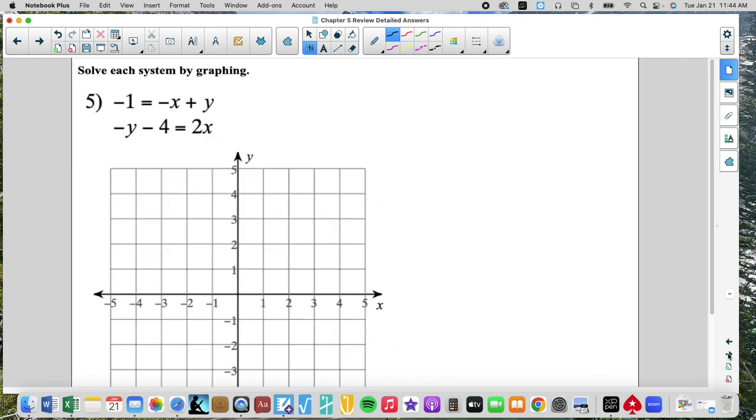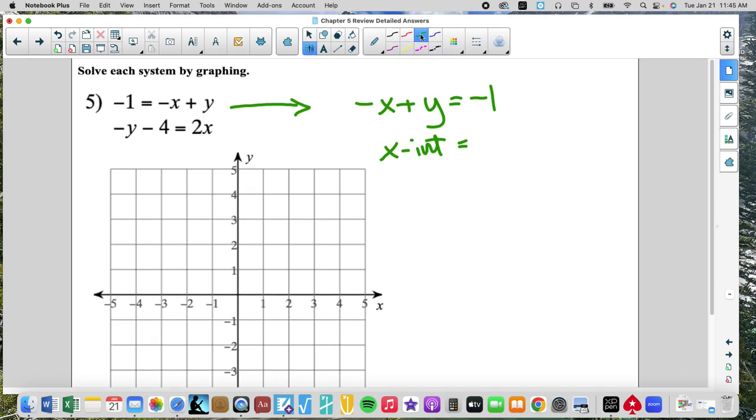Number 5, now, well, the first one is in standard form. You can rewrite it like that. We haven't changed anything. I haven't done anything mathematically. I just wrote the right expression equal to the left expression. And this is standard form. So I'm going to find the x-intercept, cover up the y. If I cover up the y, I'm left with -x equals -1, I'll divide both sides by -1, and my x-intercept equals 1. So, sorry.